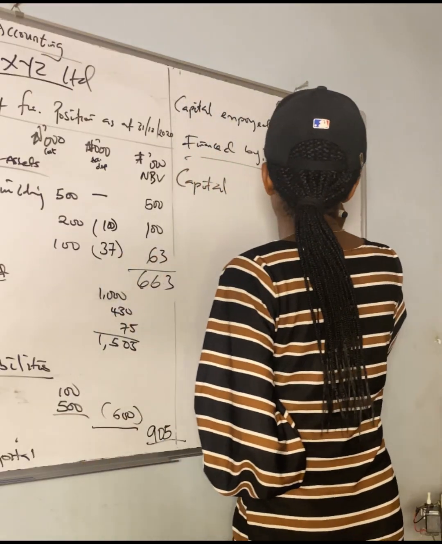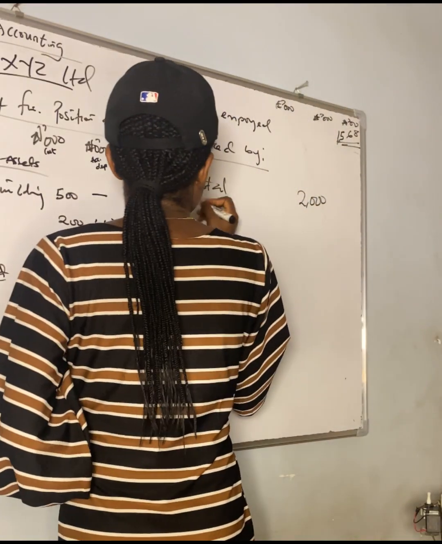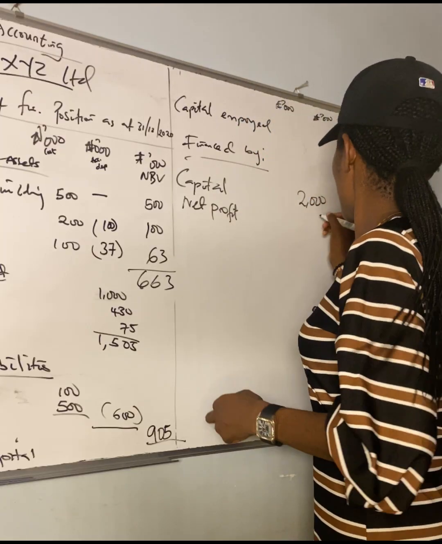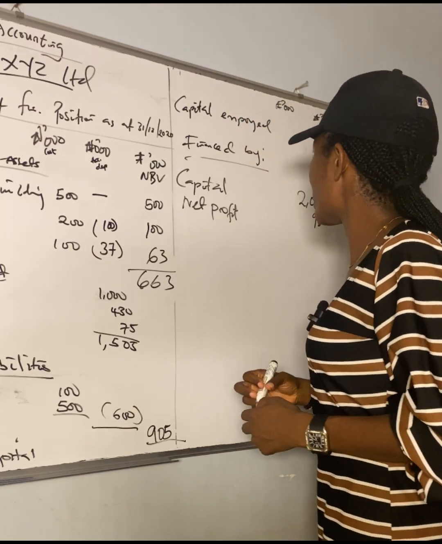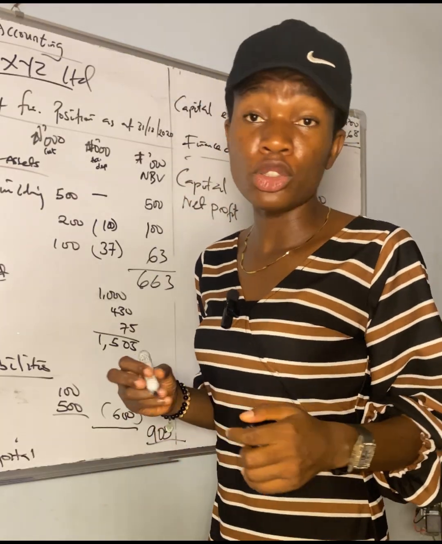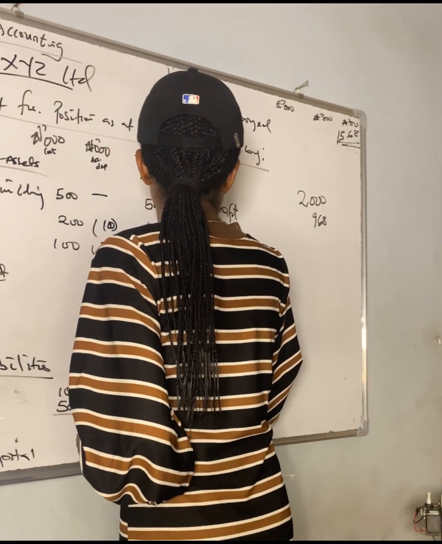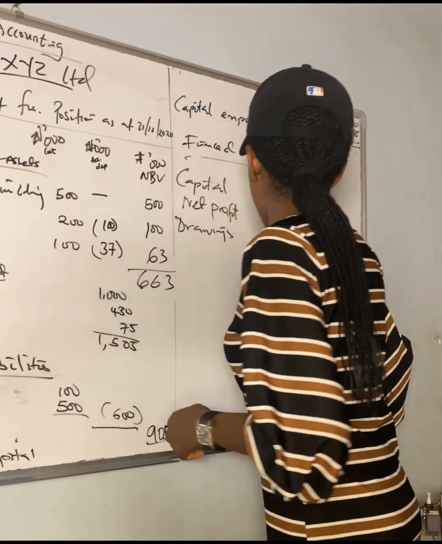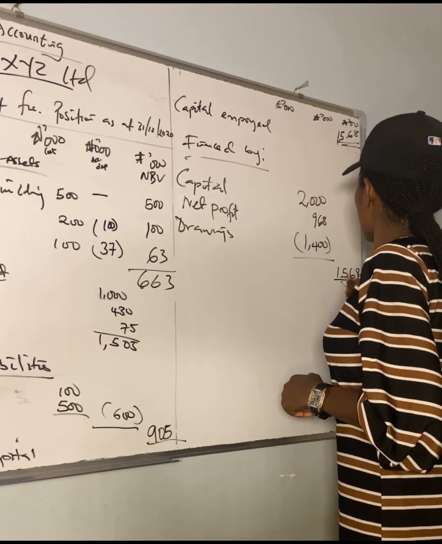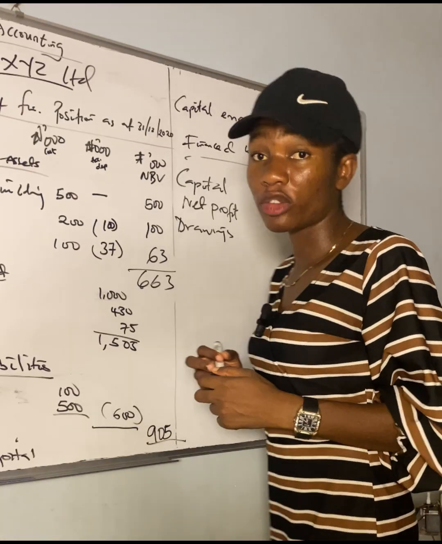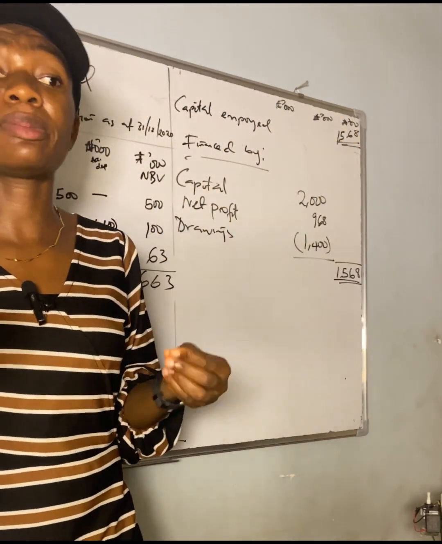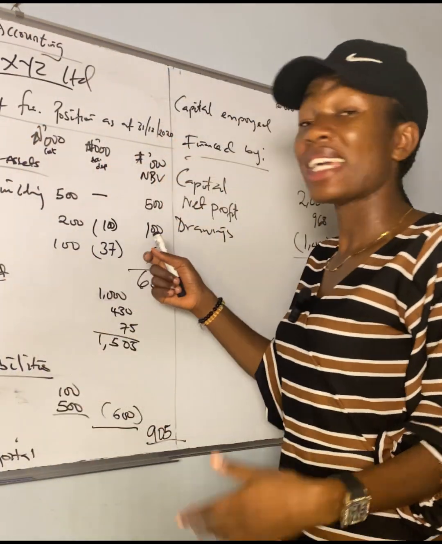So our capital value is 2 million naira, and then we're bringing in our net profit, which we calculated from our comprehensive income statement to be 968,000 naira. And then lastly, we are going to deduct drawings. Our drawings value is 1,400. We are deducting drawings, and that will give us a balanced amount of 1,568,000 naira.